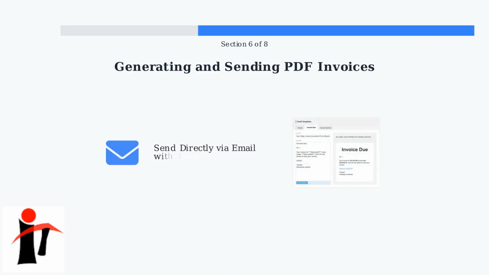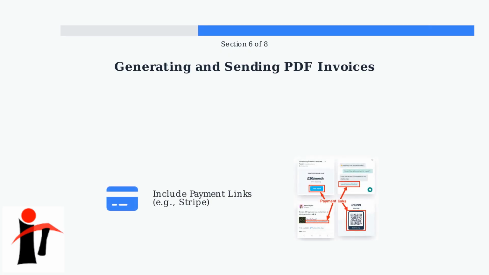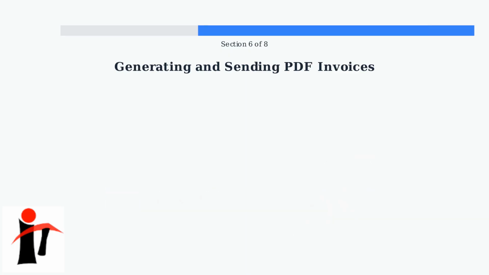From within Go High Level, you can send the invoice PDF directly via email. The platform provides email tracking features that monitor when the email is opened and when payments are made, helping you stay on top of your receivables. You can embed payment links directly in the invoice, integrating with services like Stripe for secure online payments. This makes it easy for clients to pay immediately, improving cash flow and reducing follow-up work.